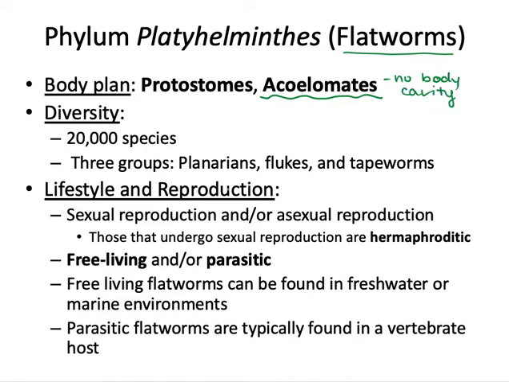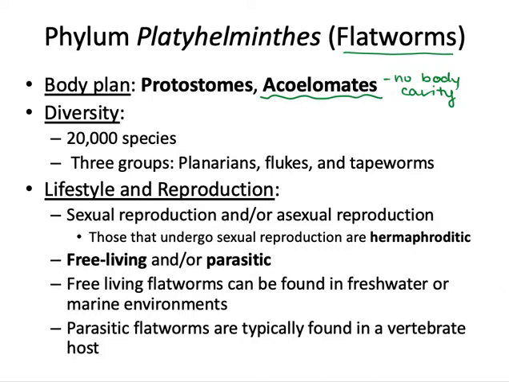There are 3 taxonomic groups. We're not going to memorize the official class names, just the general names. We've got the planaria, which are the free-living flatworms, the flukes, and the tapeworms. Both flukes and tapeworms can be parasitic, but flukes can go through free-living and parasitic stages, whereas tapeworms are always parasitic. So in terms of lifestyle and reproduction, if there are differences between groups within a phylum, you should note those differences in your lecture outlines.